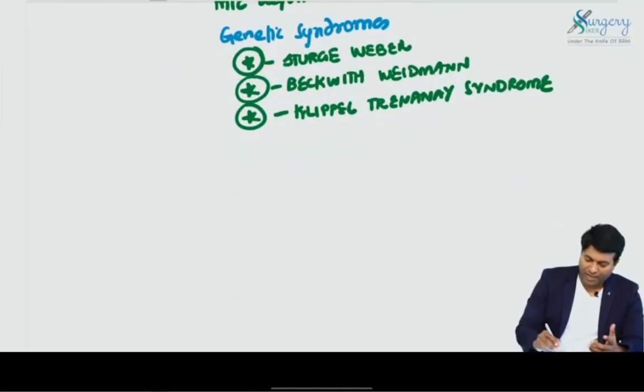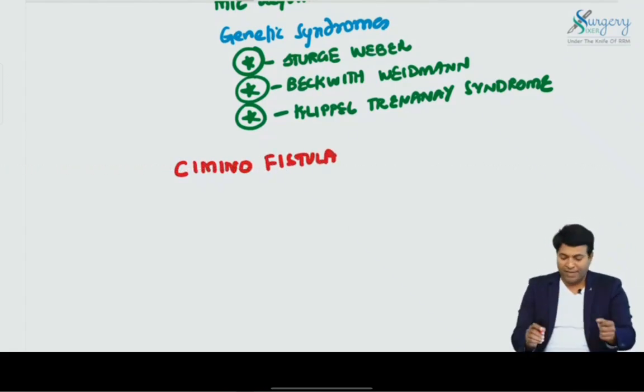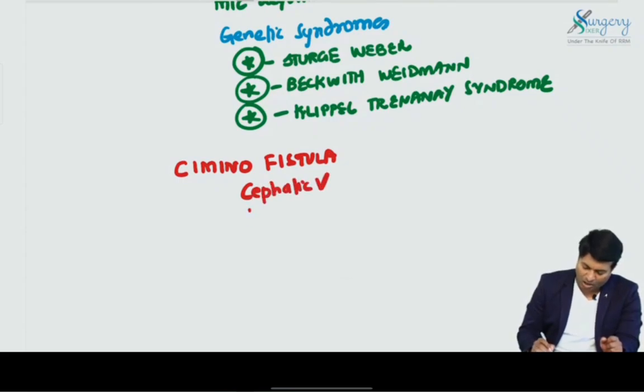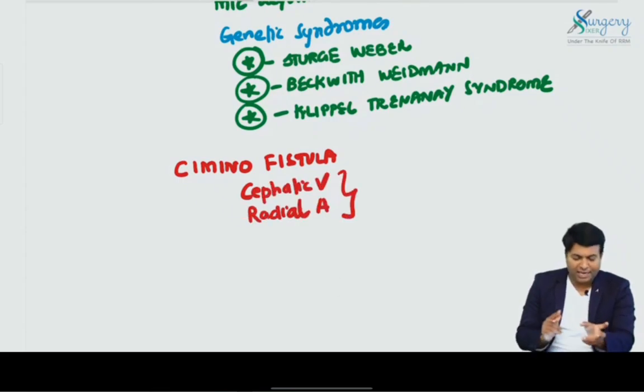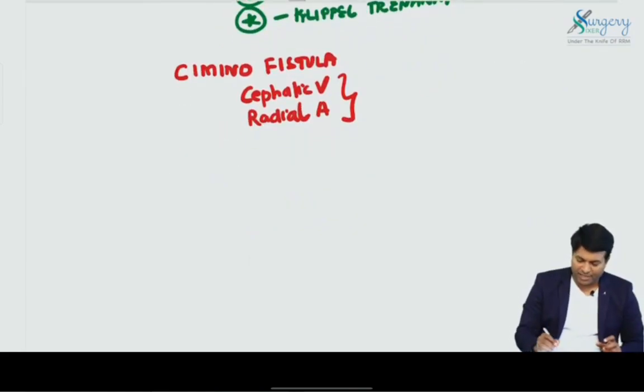As we have discussed, I told you about the surgically created fistula. What is it? It is the Cimino fistula. The Cimino fistula is a surgically created fistula in the wrist between the cephalic vein and radial artery. Please remember, between the cephalic vein and radial artery, we create a fistula in the wrist, known as the Cimino fistula, the most commonly done fistula. So once a fistula is formed between artery and veins, what is the pathophysiology happening?